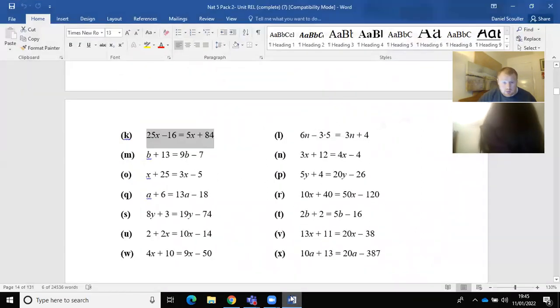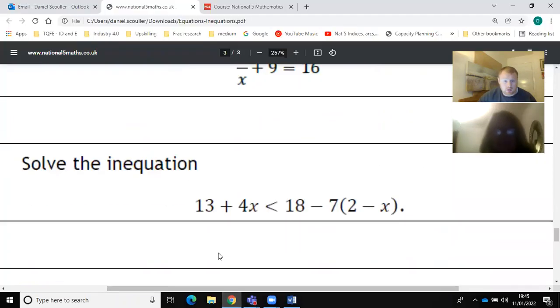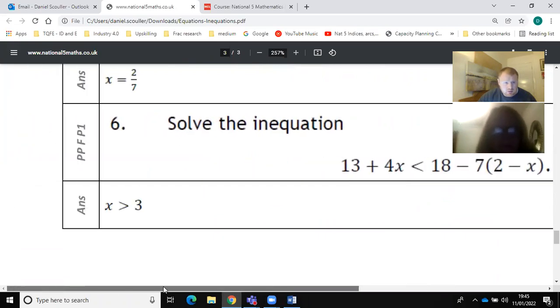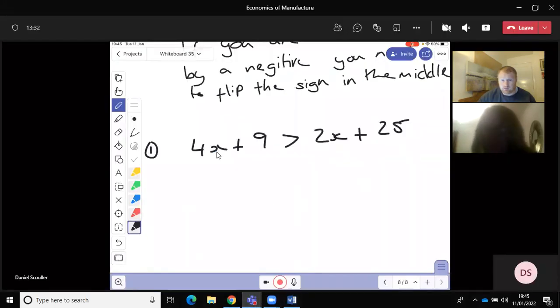So let me just see what the exam says. We'll just say solve an equation. In the exam, it won't give you anything else. All we'll ask you in the exam is to solve an equation, and you'll get given a format like this: 4x plus 9 is greater than 2x plus 25. When it's saying solve an equation, we want all the x's on the left-hand side, and all the whole numbers on the right-hand side. So it's the same process. Let's just work through that.